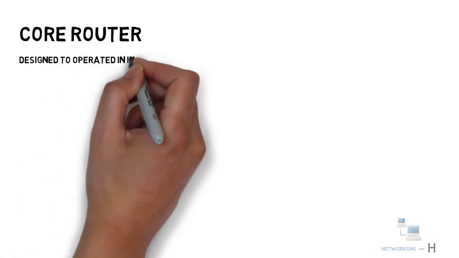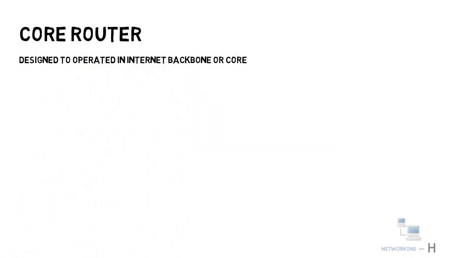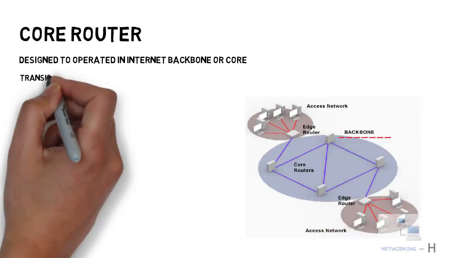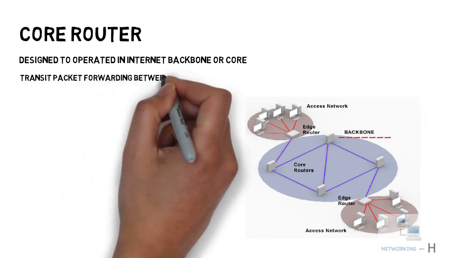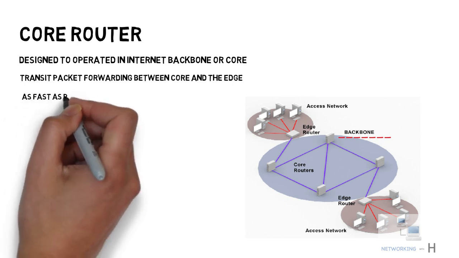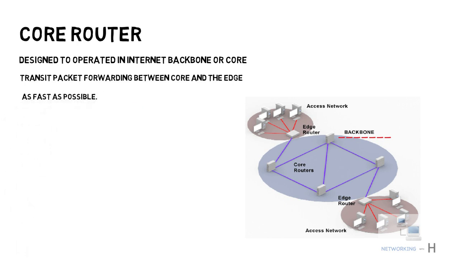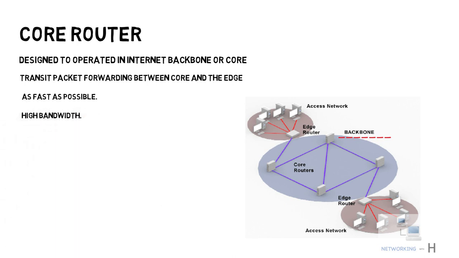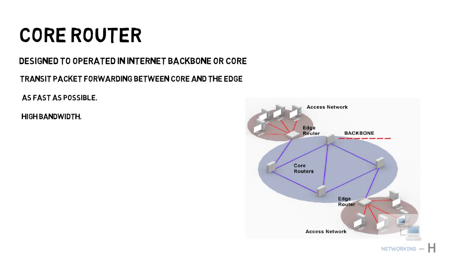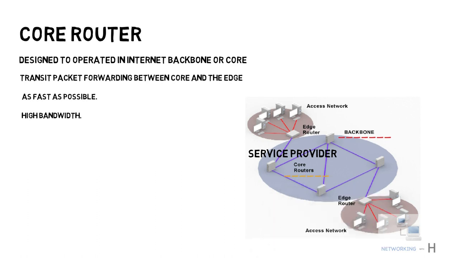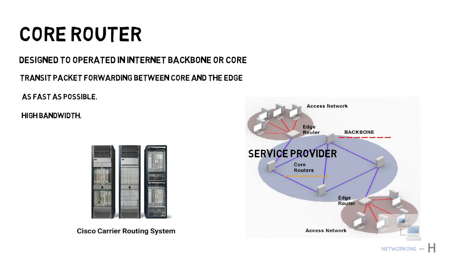The next router is the core router. This router is designed to operate in the internet backbone or core. A core router provides transit packet forwarding service between other core and edge routers. Core routers forward traffic between the edges as fast as possible. They tend to be optimized for high bandwidth. Those routers are used as service providers' core routers. Cisco's CRS carrier routing system is an example of core routers.